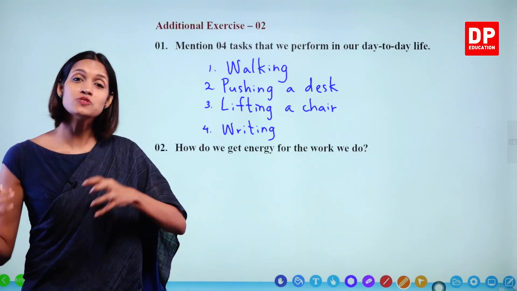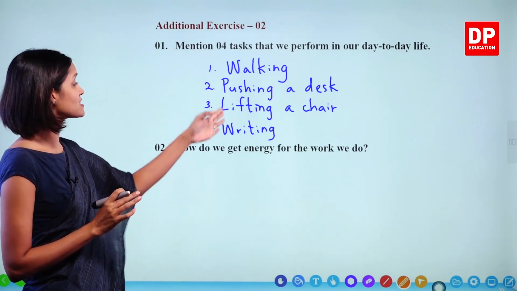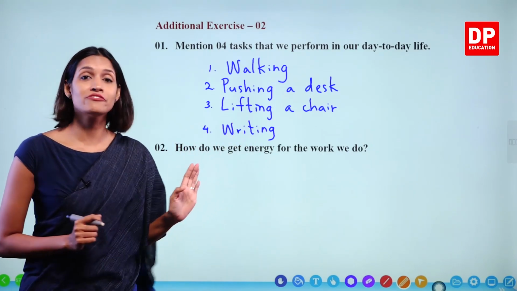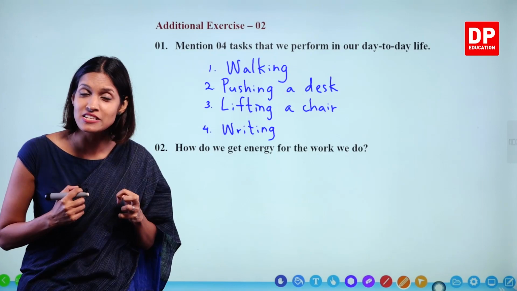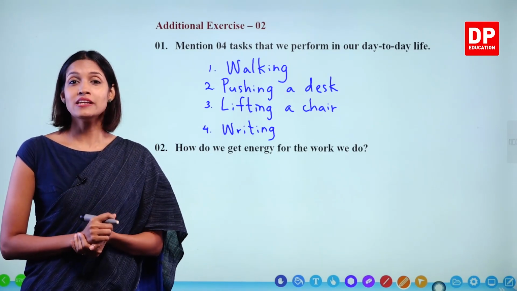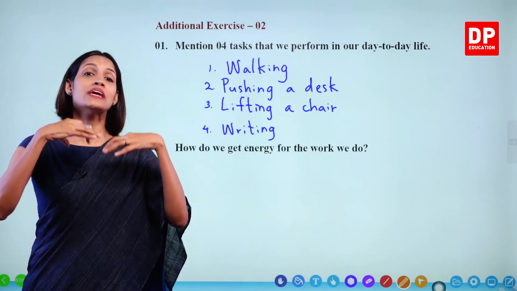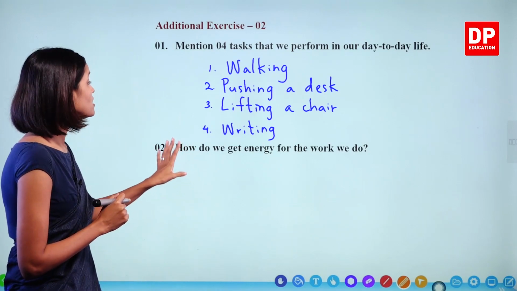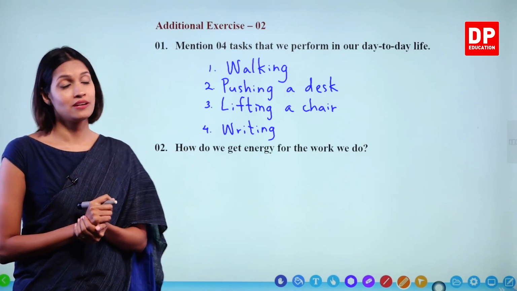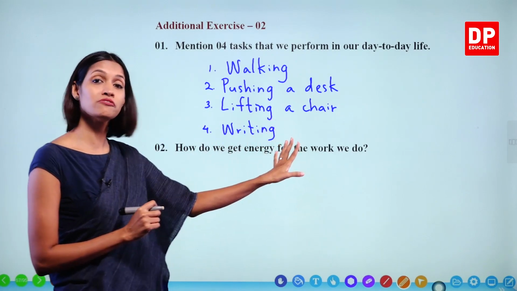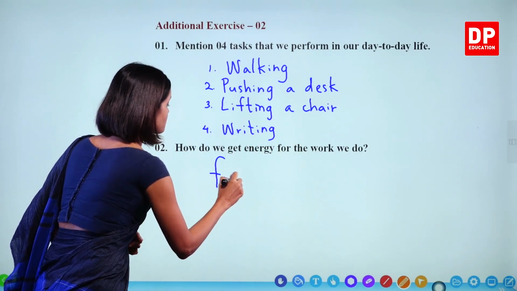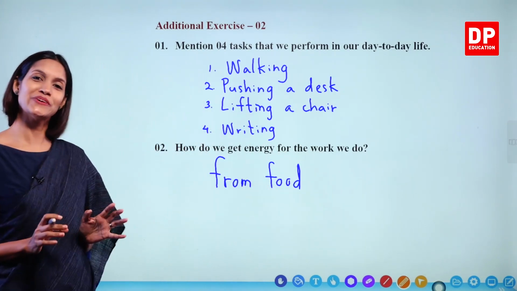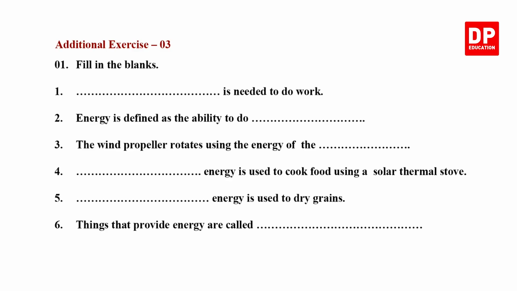So that energy produced by the body is used to engage in different tasks like this. Okay, children. So how do we get energy for the work we do? What do we have to do in order to get this energy? We have to eat food, right? So how do we get oxygen? By breathing in. That is something we automatically do without our knowledge. But in order to get energy, we have to eat food, right? So how do we get energy for the work we do? From food. Okay? Right.